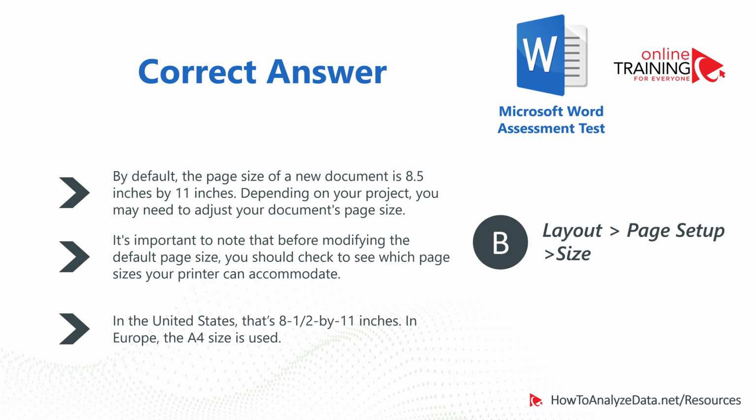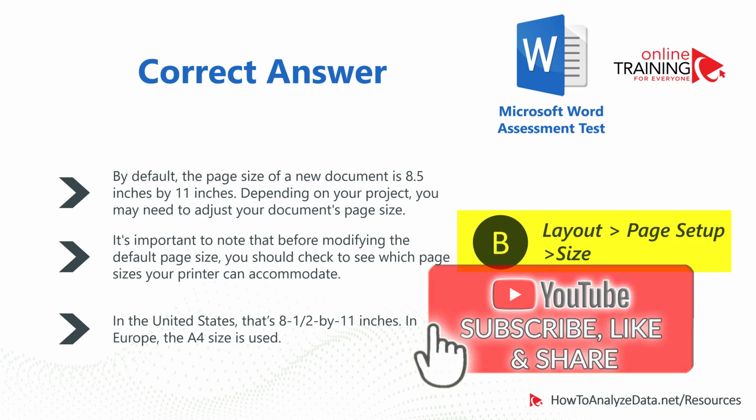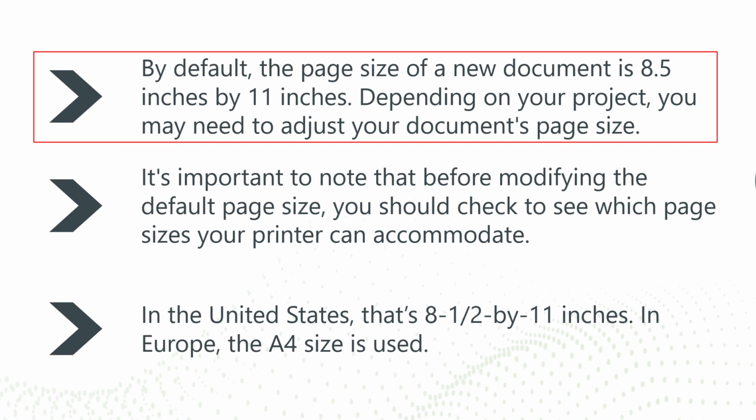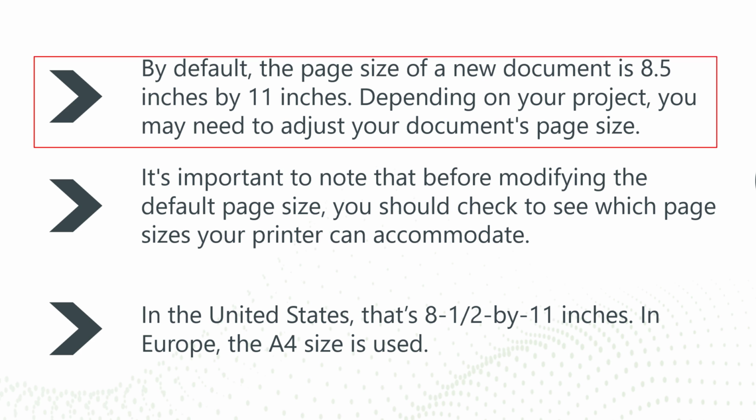To recap, the correct choice is choice B. You need to select Layout, Page Setup, and then choose Size. By default, the page size of a new document is 8.5 by 11 inches, and depending upon your project, you may need to adjust your document page size.